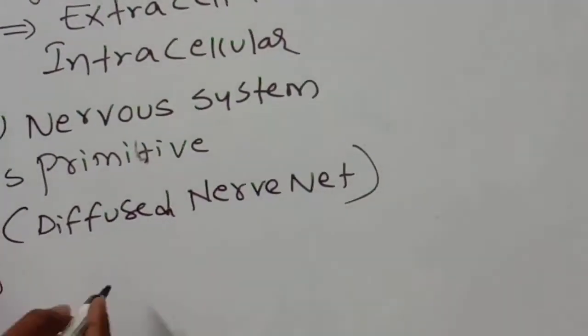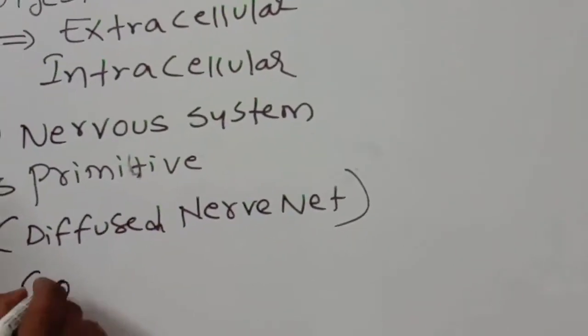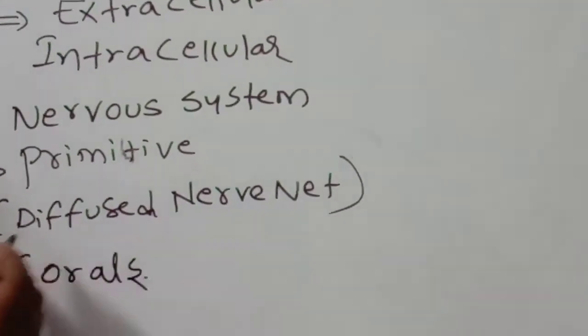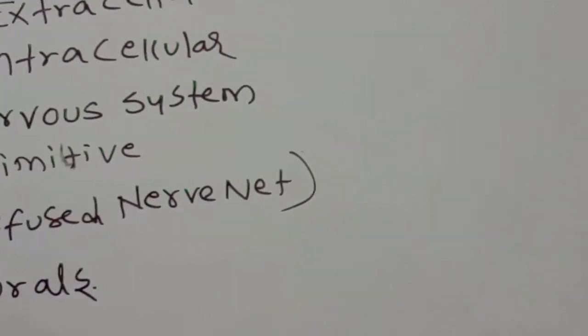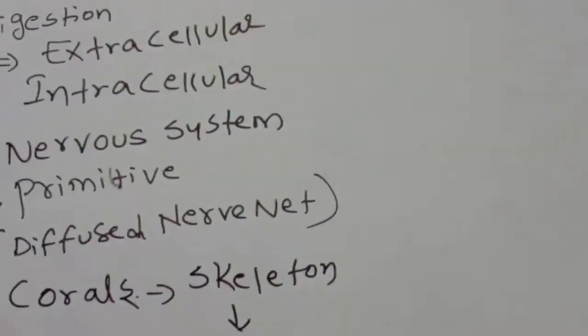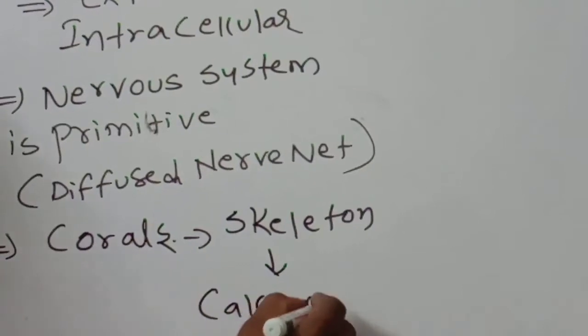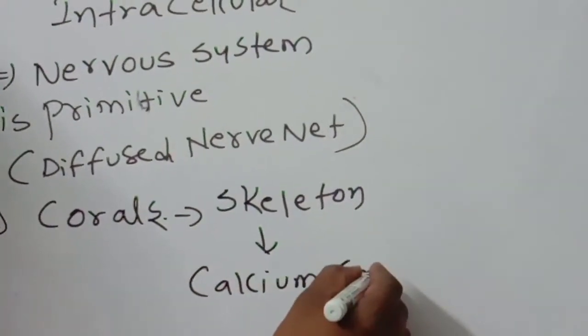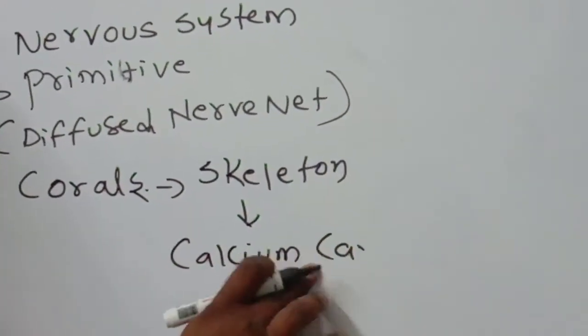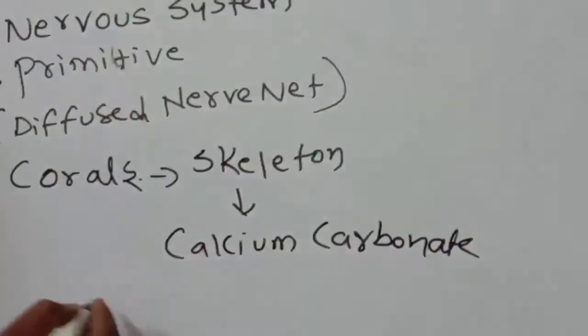Next, they have corals. Cnidarians like corals, very important. One type of cnidarians has a skeleton system. This skeleton system is made up of what kind of material? Calcium carbonate. Okay, remember that the skeleton is made with calcium carbonate.